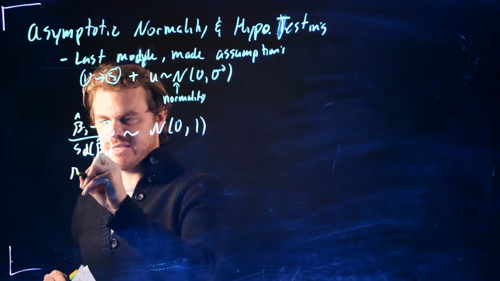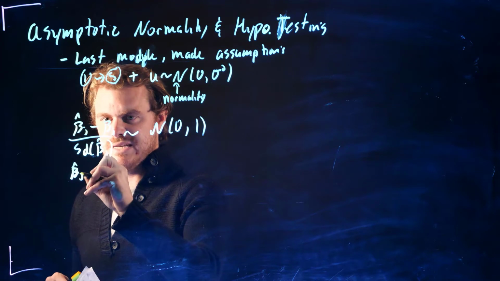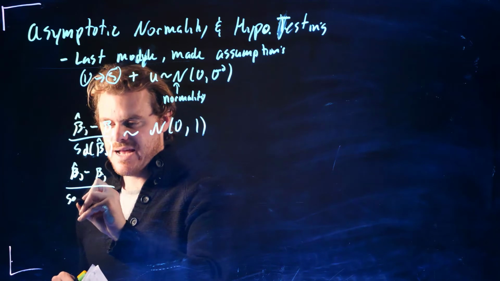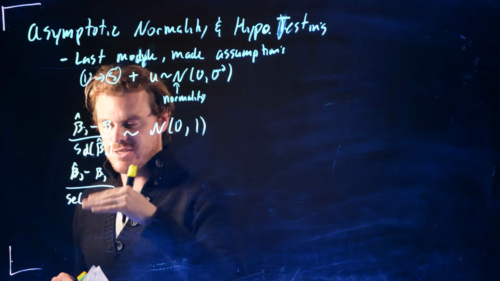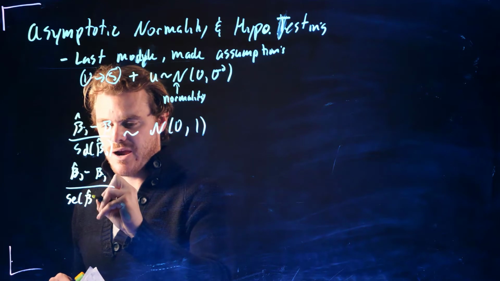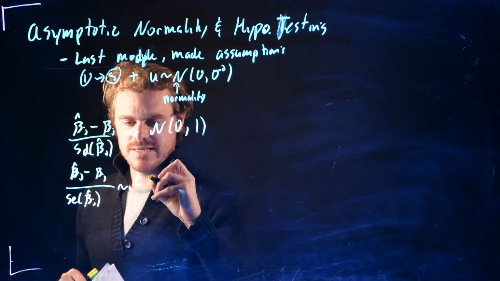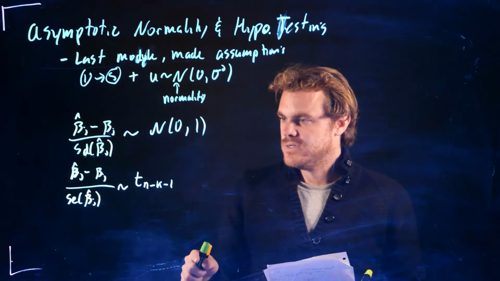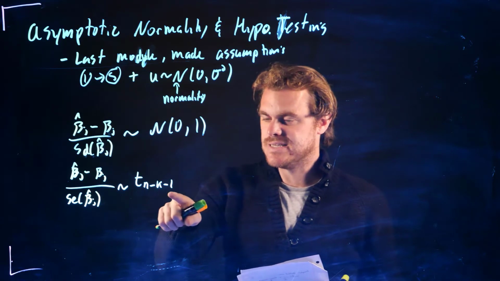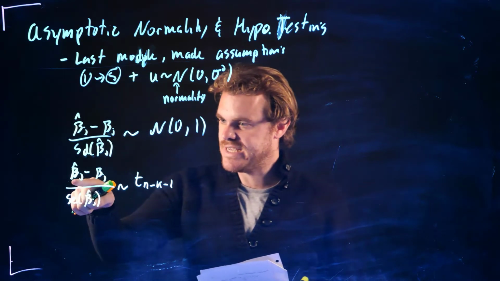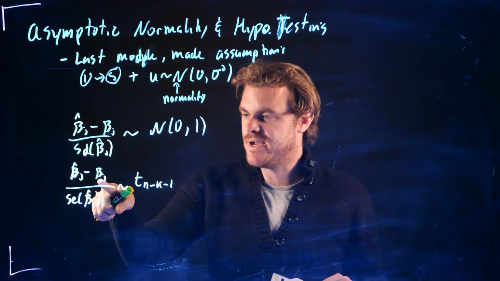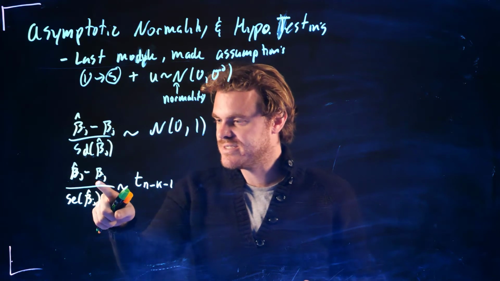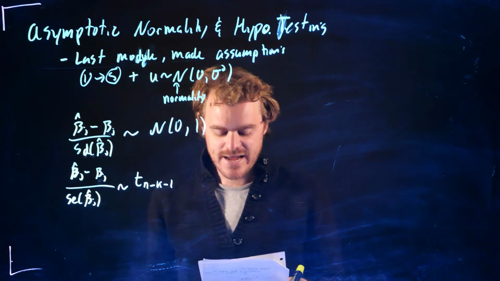And then we talked about how, because we didn't know the population variance, we had to estimate the standard deviation through the standard error. We figured out that this was a t distribution with n minus k minus 1 degrees of freedom. This was the distribution of our t statistic, because we're taking our estimate, subtracting the hypothesized value of the parameter, which is what we were testing against, and dividing by that standard error.